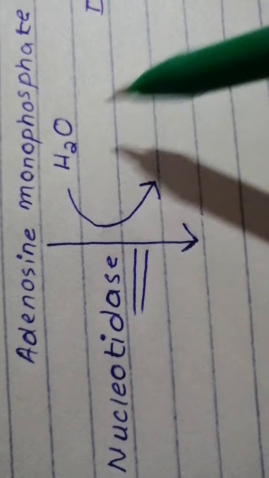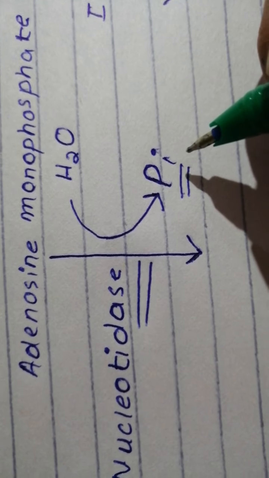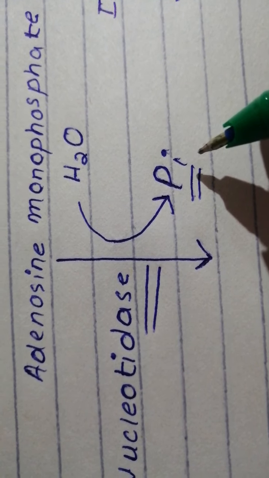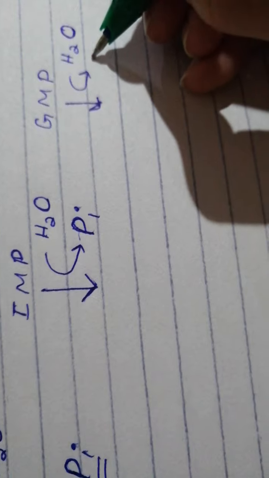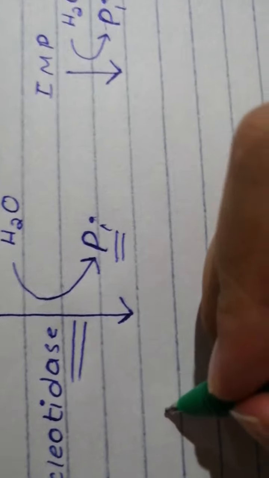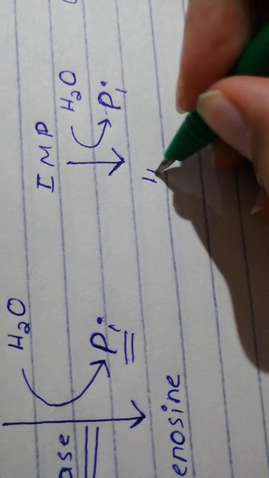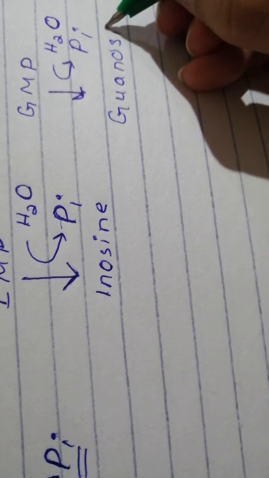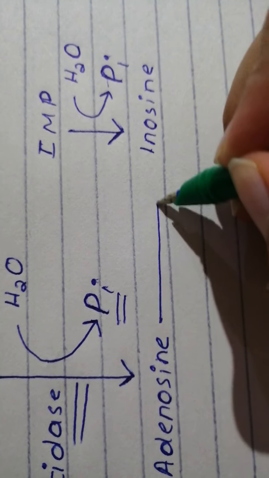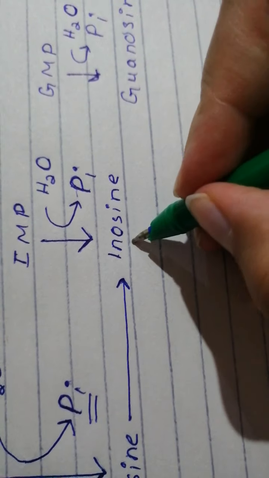Because of this hydrolytic reaction, it is actually the phosphate that is removed. The difference between the nucleotide and the nucleoside is the phosphates. That is something you have to understand. So what we are left with is adenosine, inosine and guanosine. Now interestingly, the pathway for the degradation of inosine and adenosine converges. So this is how the reaction is going to happen. This is the nucleoside, this is the nucleoside and this is the nucleoside.